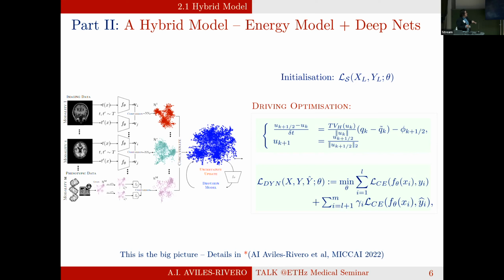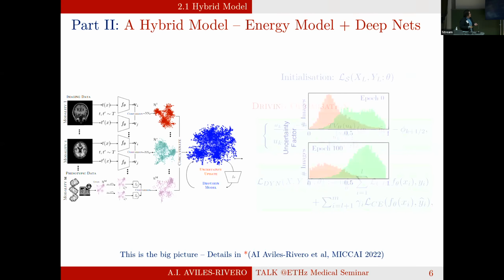So you have a driving optimization alternating between the deep learning model and the explicit mathematical diffusion model that we have. This is just an idea showing that uncertainty matters here, and this is where mathematical modeling does great.